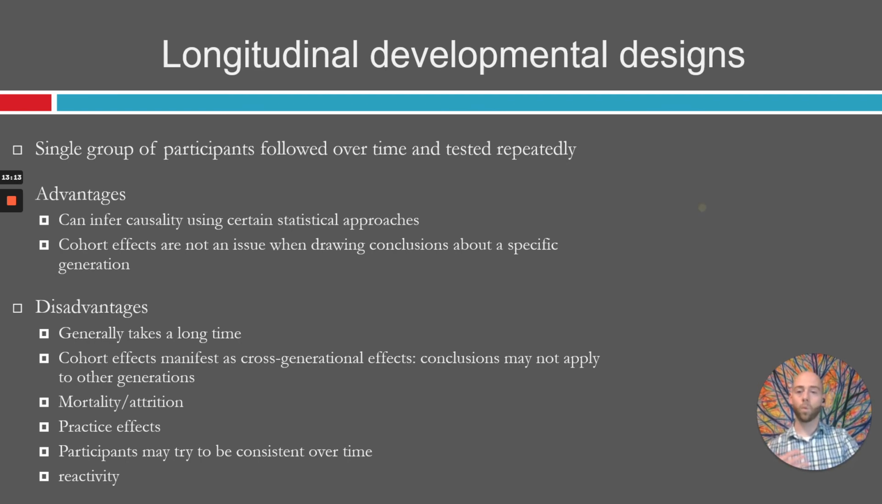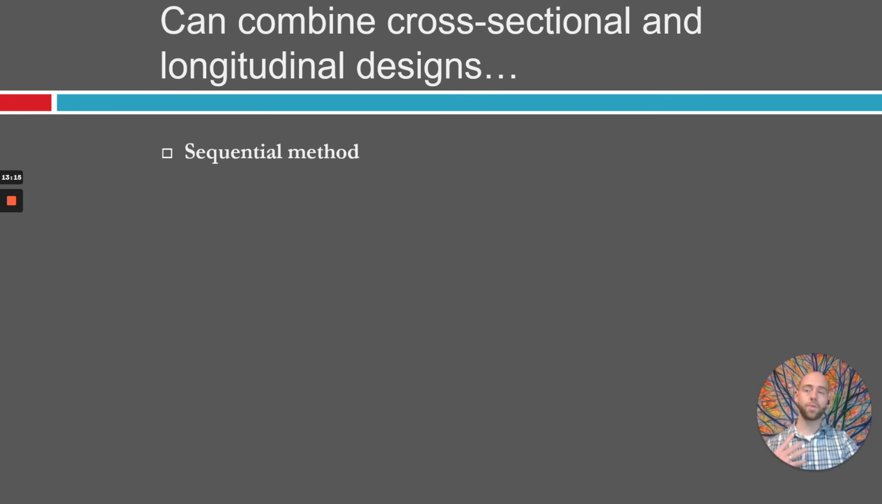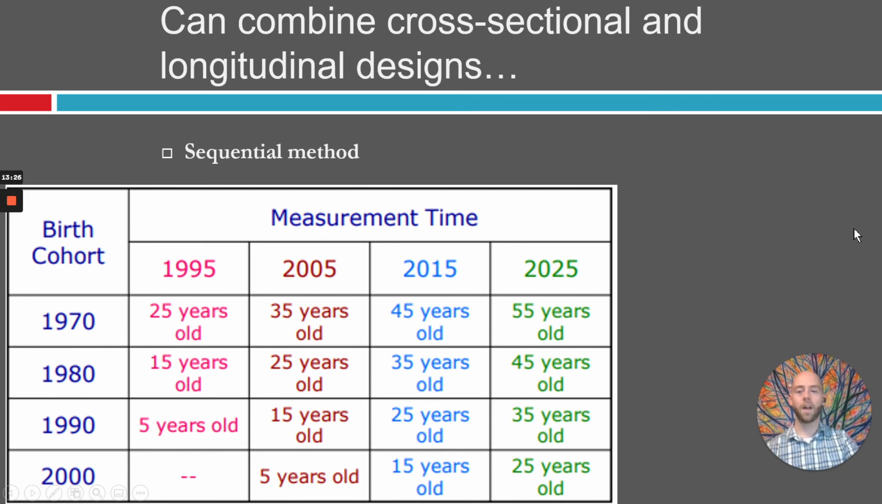One thing that you might do to get around both of these issues in a way is to combine cross-sectional and longitudinal studies. This is referred to as the sequential method. So if you look at any one of these rows or columns separately, it would constitute a study on its own. So we're looking at birth cohort here.